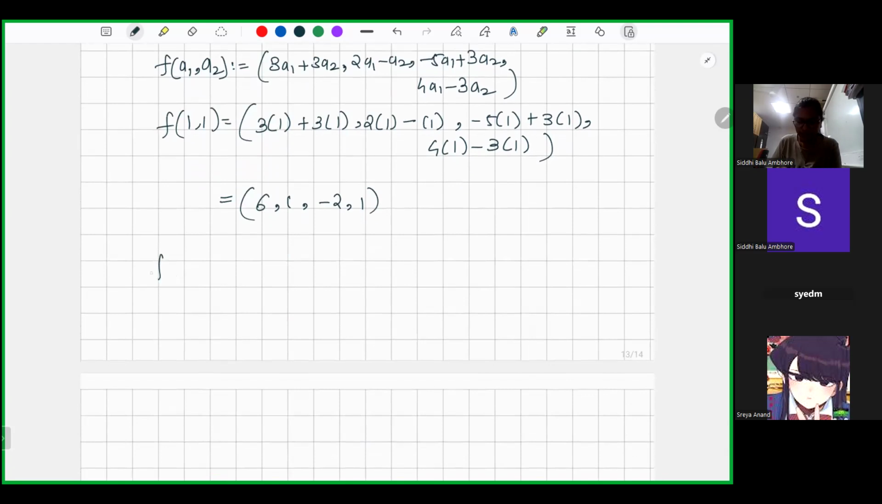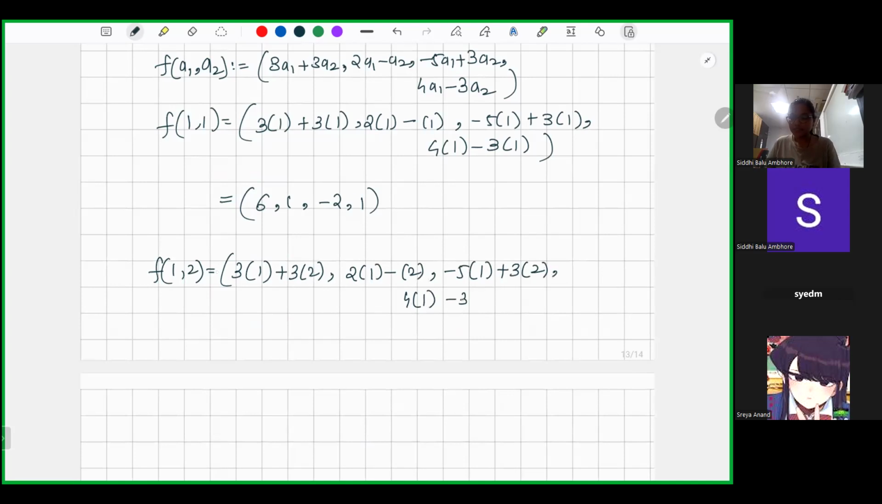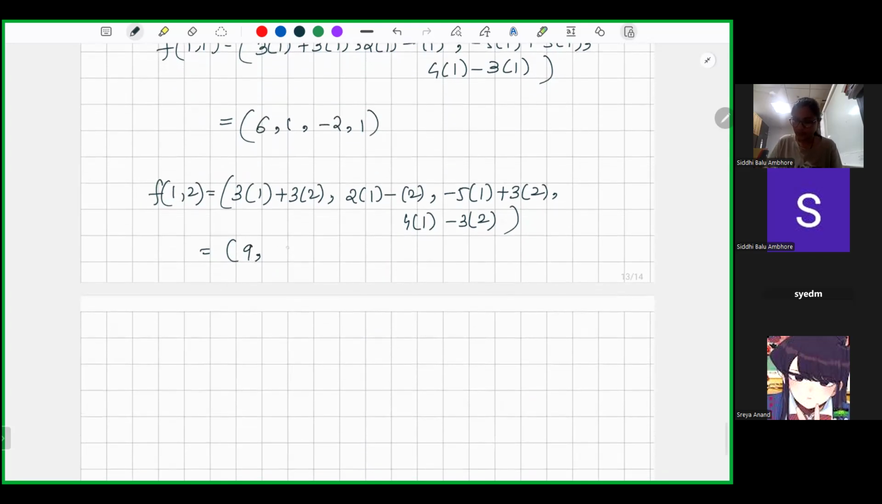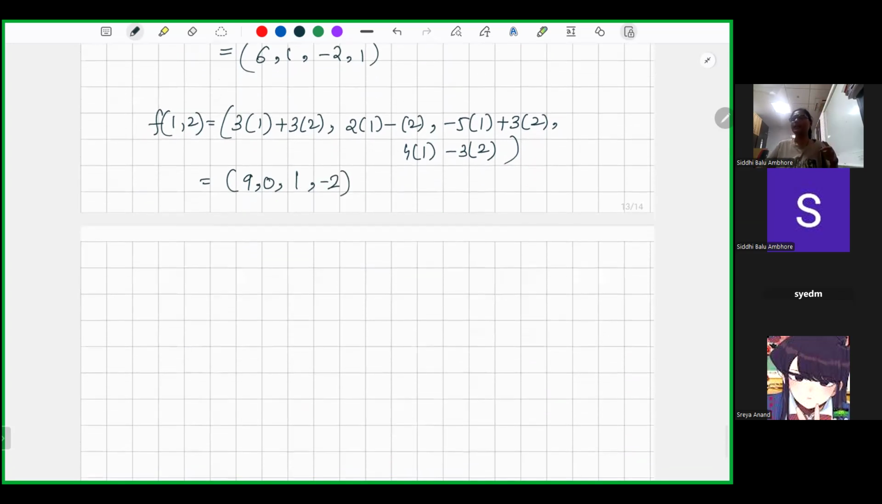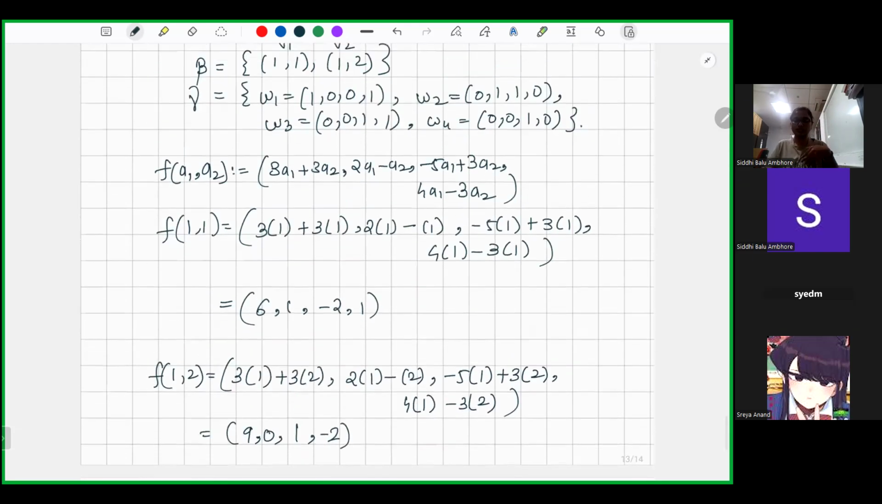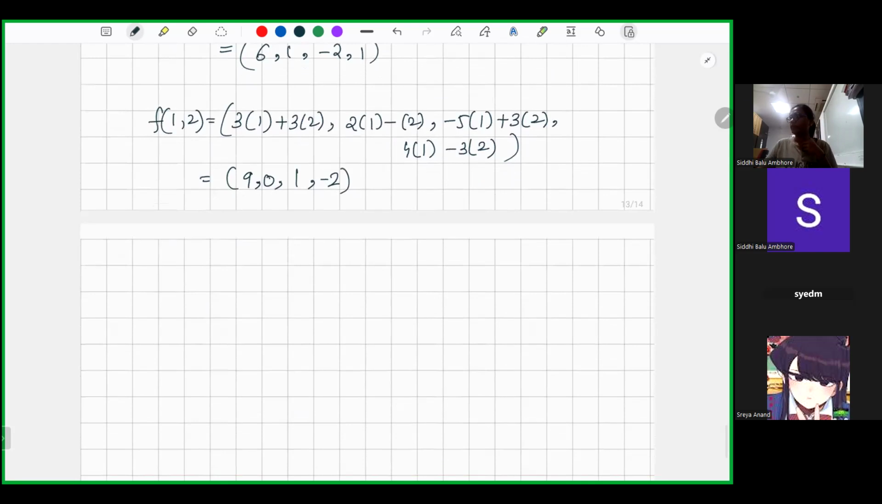And the second image is 3 into 1 plus 3 into 2, 2 into 1 minus 2, comma minus 5 into 1 plus 3 into 2, comma 4 into 1 minus 3 into 2. And this will give me 9, 0, minus 6, minus 1, and 4, minus 2. Okay. And now I have to express this in terms of W1, W2, W3, W4. And how to do that?